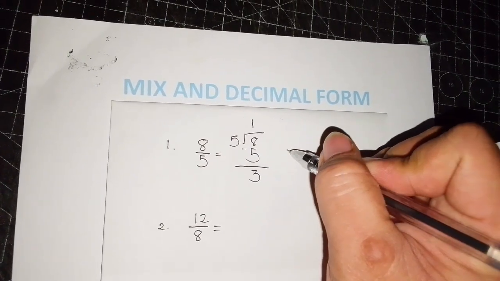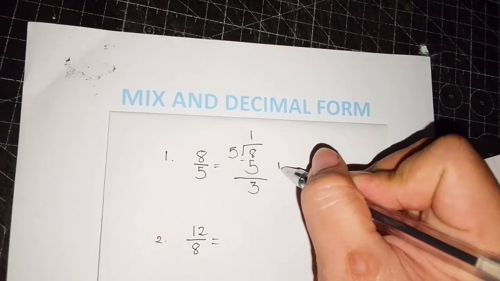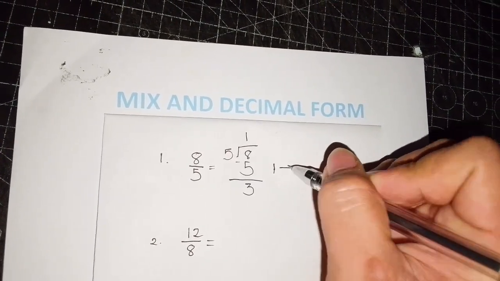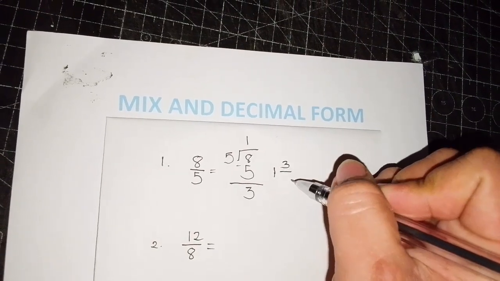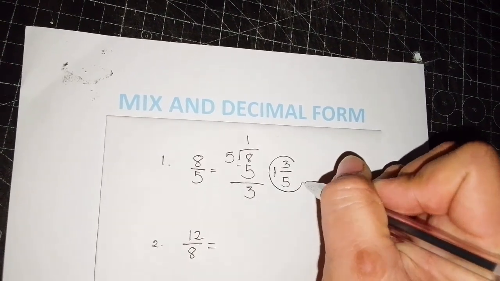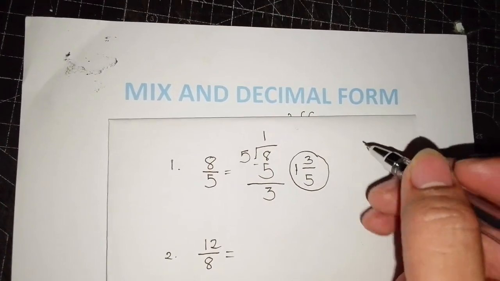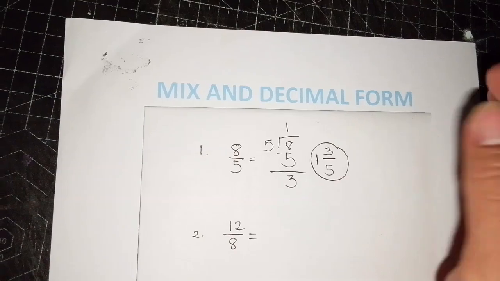But to get the mixed fraction, this is easy. So you write the 1, which is the quotient, and the remainder becomes the 3, and the divisor becomes the denominator. So the answer is 1 and 3/5. And to have the decimal form, okay, we will continue.